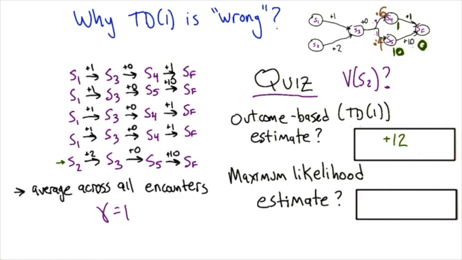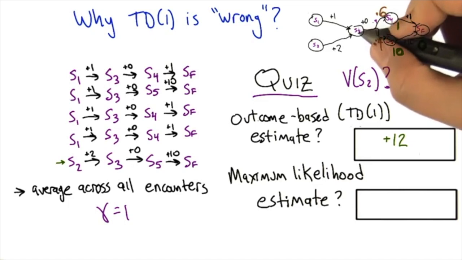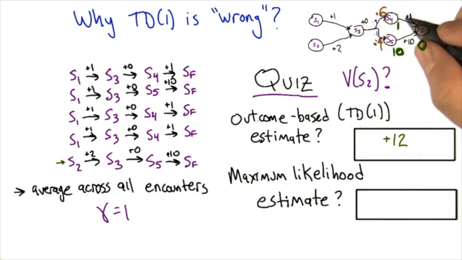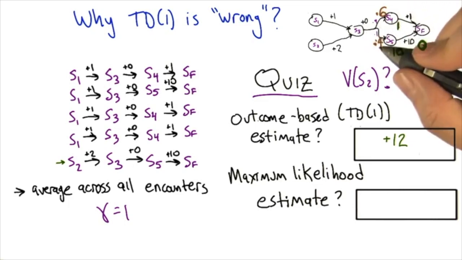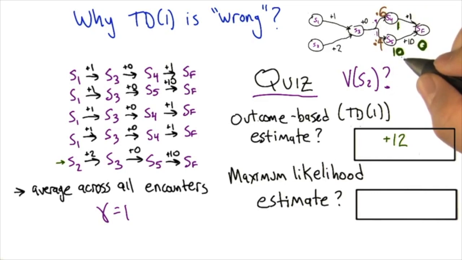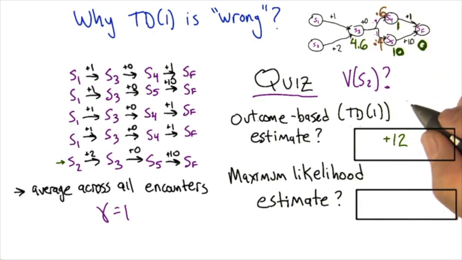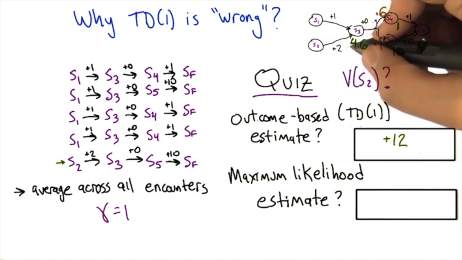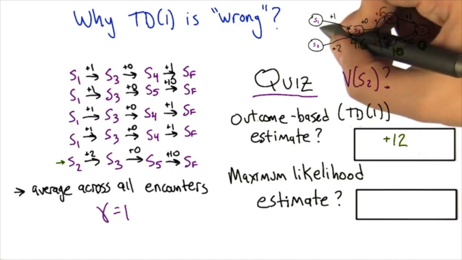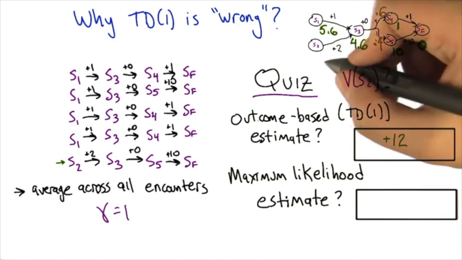Thank you, determinism. So S3 then, 6/10 of the time we'll get a value of 1, and 4/10 of the time we'll get a value of 10. So that would be 0.6 plus 4, which is 4.6. Indeed. Who cares what S1 is, but I guess we can go ahead and compute it. It would be 5.6, because it's plus 1, 4.6.